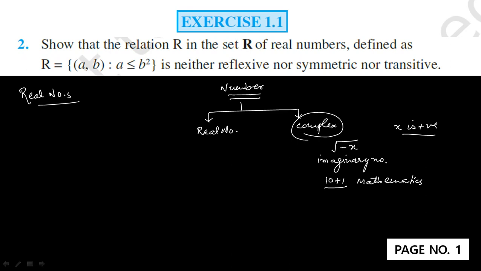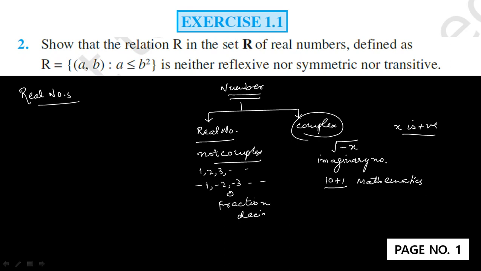Now what about real numbers? If the number is not complex, meaning numbers of the category 1, 2, 3 and so on, negative numbers, 0, fraction numbers, decimal values, inside square root, whatever the values, these all numbers are real numbers.